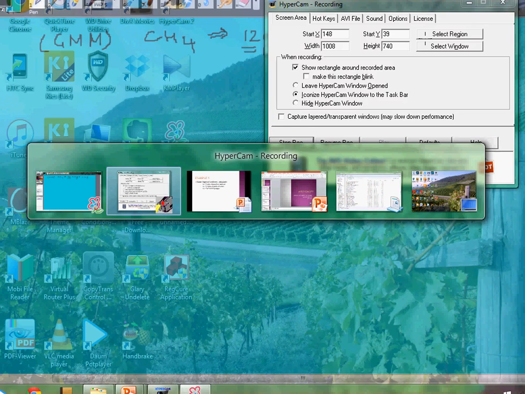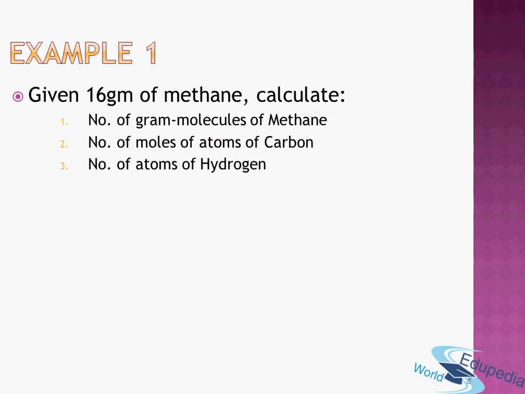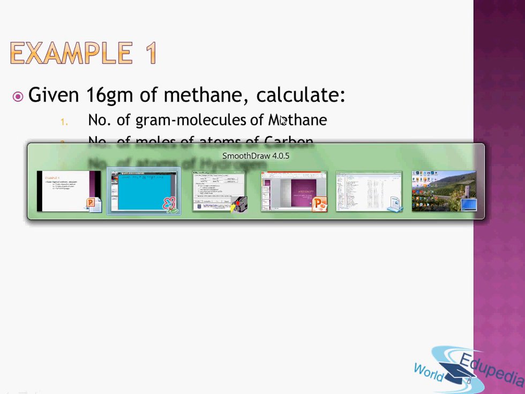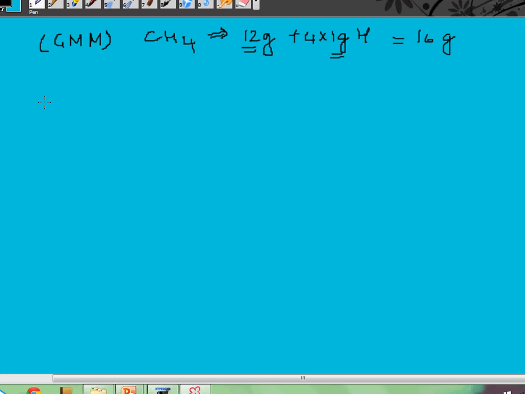So let's see what our question asked us to do. It said that given 16 gram of methane, see now the given mass is 16 gram and gram molecular mass is also 16 grams. We have to calculate number of gram molecules of methane. That is nothing but number of moles of methane. So number of moles is equal to number of gram molecules.